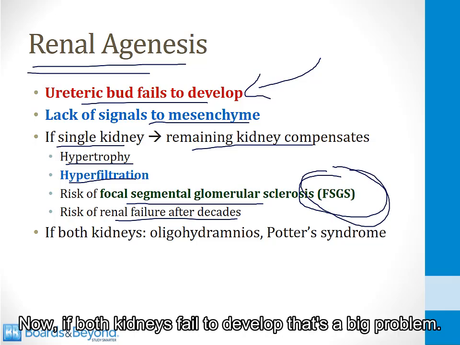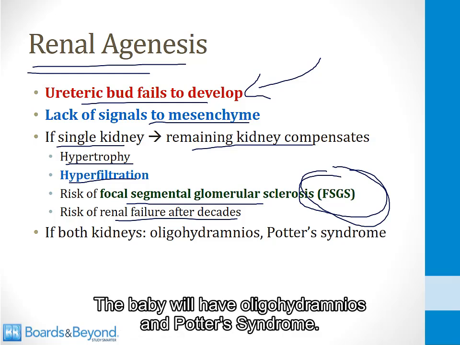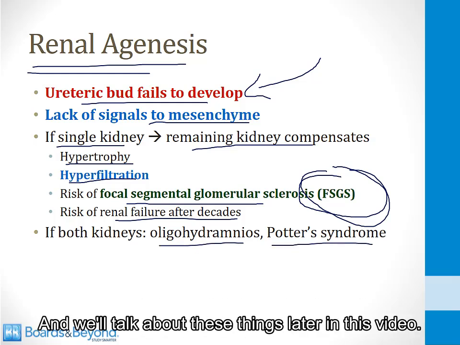Now, if both kidneys fail to develop, that's a big problem. The baby will have oligohydramnios and Potter syndrome, and we'll talk about these things later in this video.